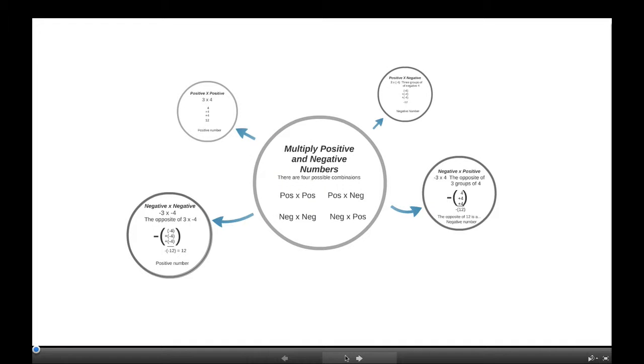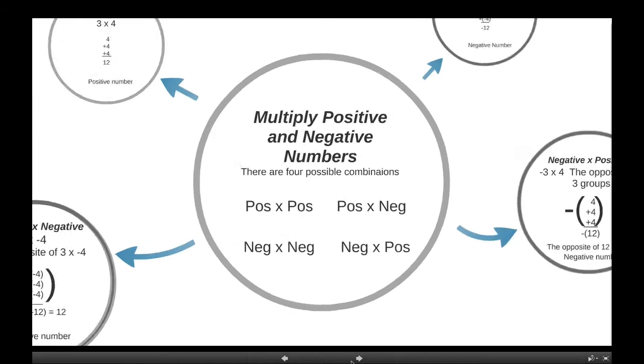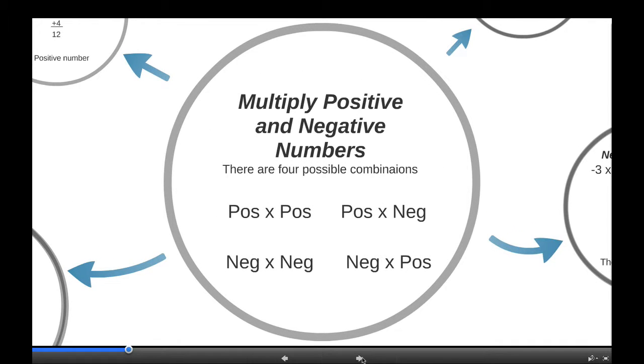All right, let's talk about multiplying positive and negative numbers. Now, keep in mind there are only 4 possible combinations. There's the positive times the positive, which you've been doing since second grade or something. And then there's negative times negative. And these two I've put together because they're the combinations where the signs are the same.